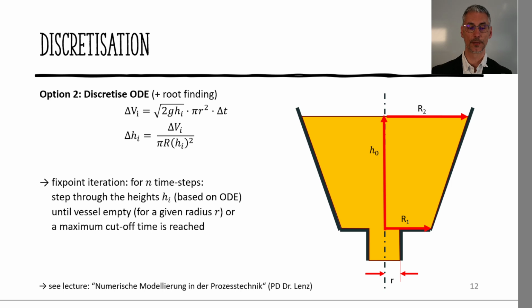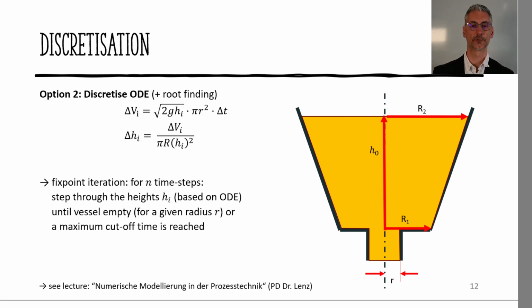We can also, and this is what has been discussed if you have also been visiting the lecture Numerische Modellierung der Prozesstechnik, discretize the differential equation and then do the root finding approach. So we go through time steps and you then do a fixed point iteration for n time steps, stepping through all the heights based on the differential equation until the vessel is empty for a given radius, or a given cutoff time in case we don't converge.